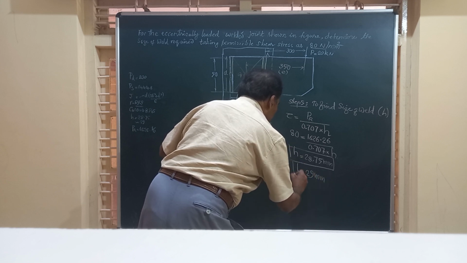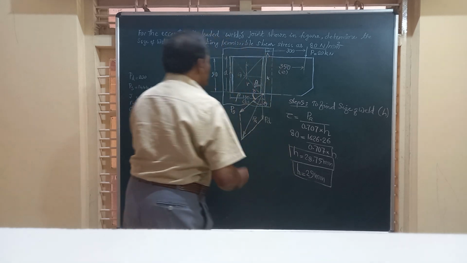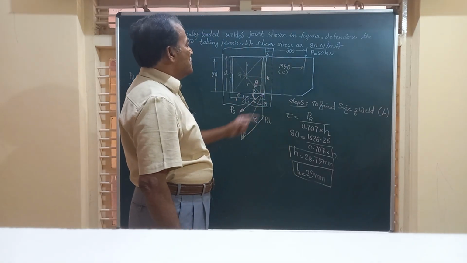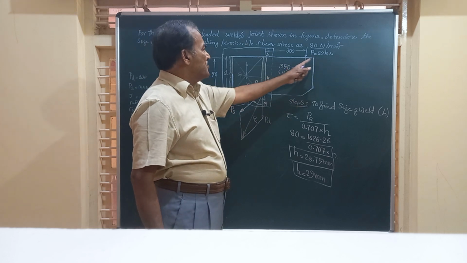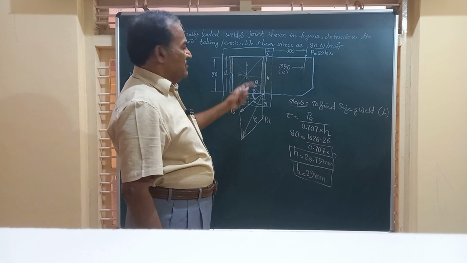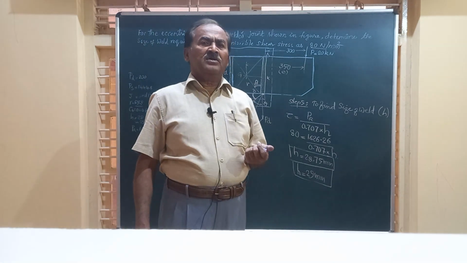So this is the size of the weld required for this particular problem to sustain a load of 20 kilonewton at a distance of 350 millimeter from the centroid of the welding.